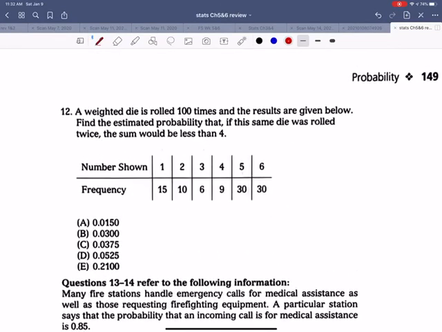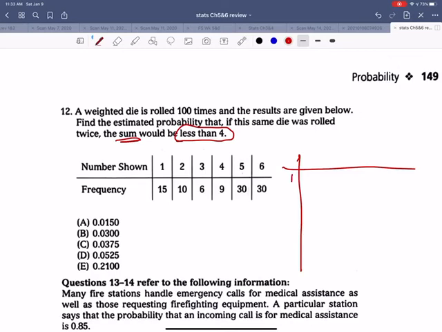Okay, question number 12. A weighted die is rolled 100 times and the results are given. Find the estimated probability that if the same die was rolled twice, the sum would be less than 4. Okay, so it's not a fair die, which makes it a little bit more interesting. So if we think about rolling it twice, we could think about there just being 2 dice exactly the same, right? So roll number 1, roll number 2. What is the sum going to be less than 4?